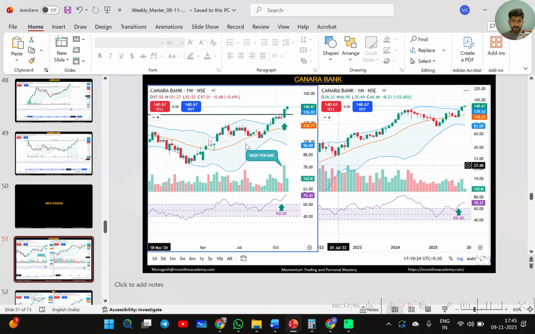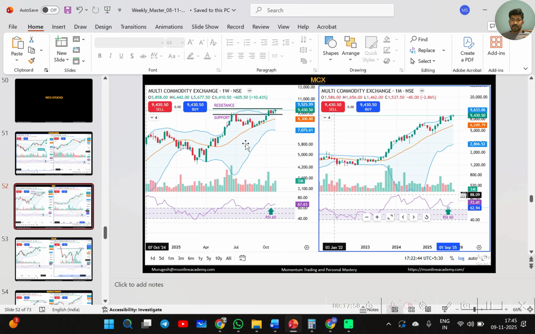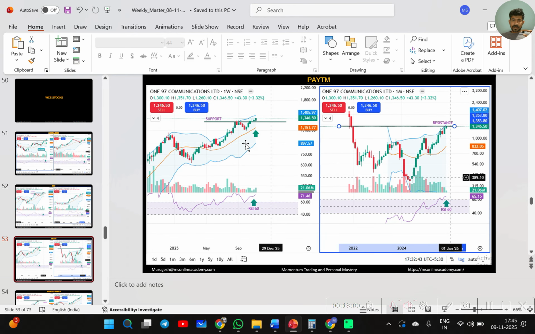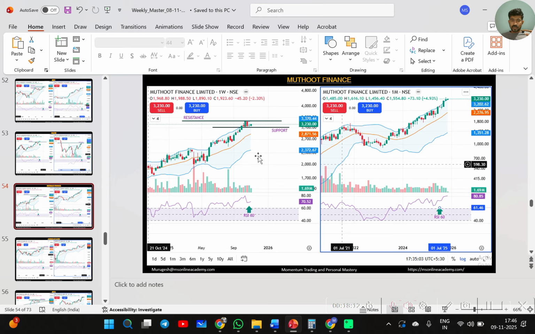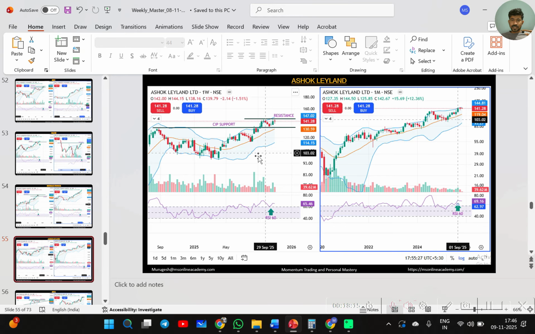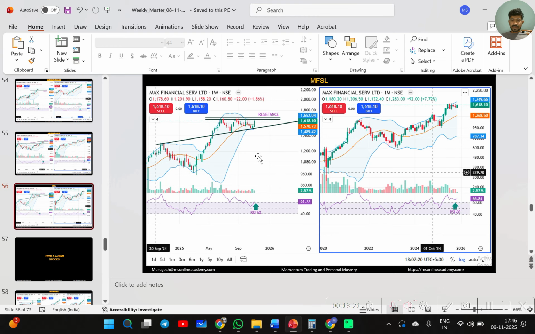Apart from that, WCS stocks, Canara Bank, you can just invest, and every week you just review. I hope you are aware of the WCS rules and how we have to make the pyramid and all. And the one is MCX. Okay, Paytm, it's actually a good cup pattern from almost 1000. We are tracking from 1000 and now it is 1300 plus. Muthoot Finance, Ashok Leyland, it is also a small cup breakout or higher high, it is making very good. MFSL.